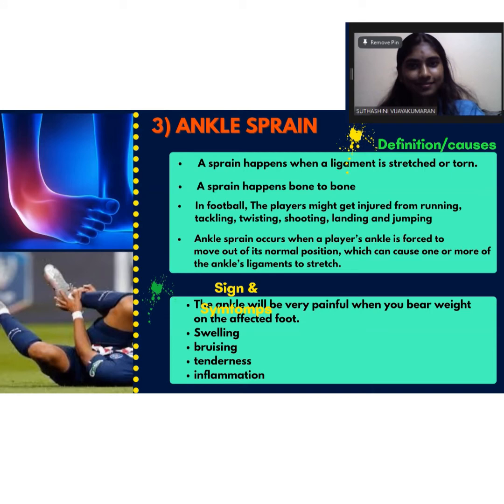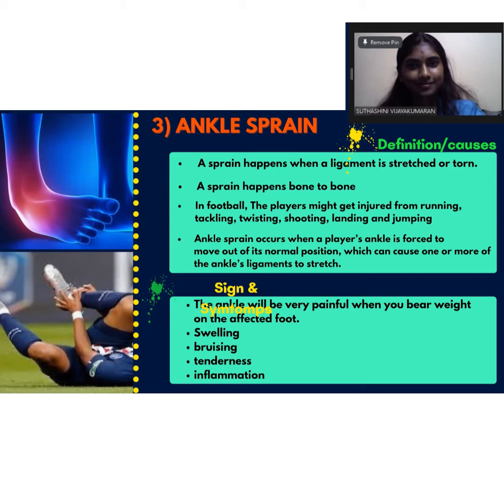So that's all from the video. Now I will move on to the signs and symptoms. What are the signs and symptoms of a sprained ankle? They vary depending on the severity of the injury. The initial symptom is that the ankle will be very painful when you bear weight on the affected foot. And then there will be swelling and bruising right after the ankle is twisted. Sometimes it's blue and black and so on.